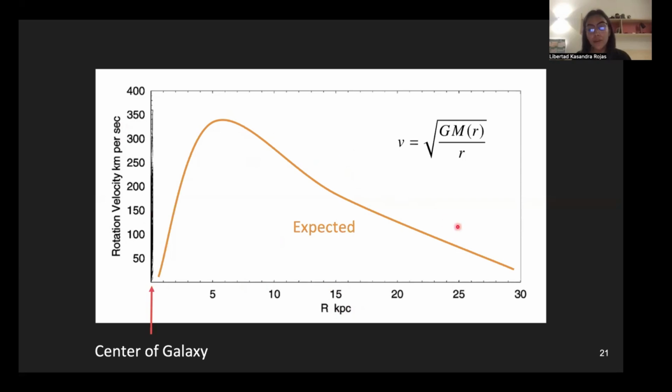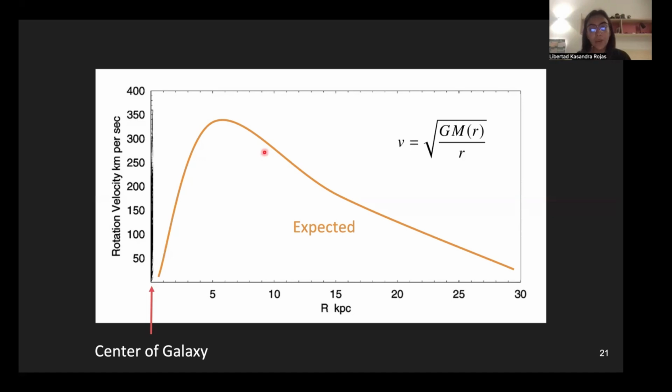The farther away you go, since, as I just mentioned, M is going to increase, but not that much, while R is going to take the lead and cause the velocity to decrease. So this is what you would expect based on the matter that you're actually able to see. So based on the luminosity.